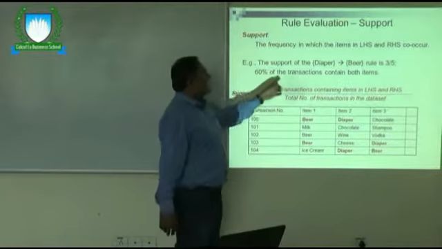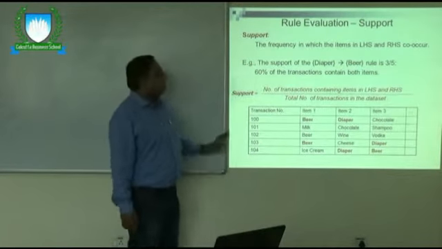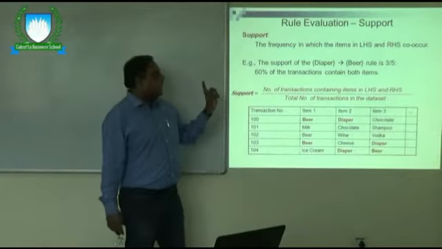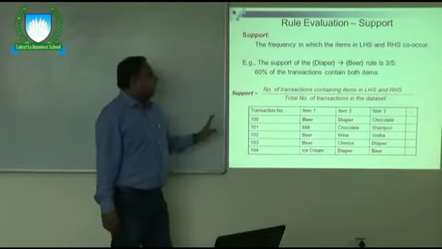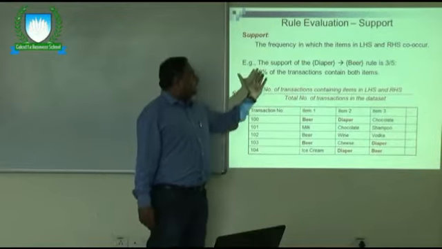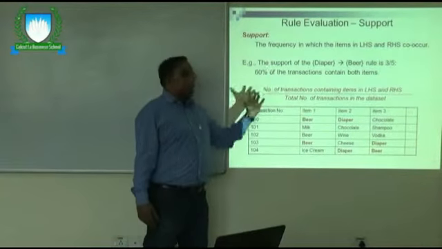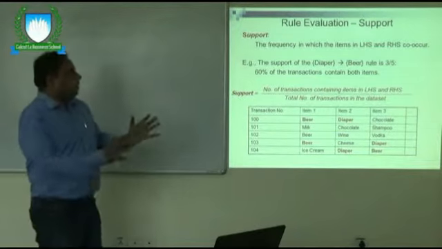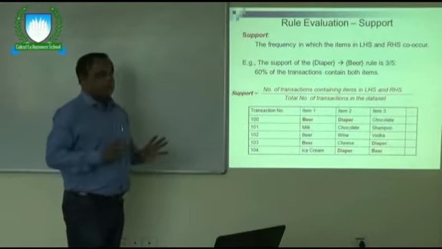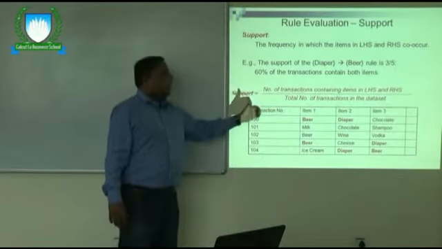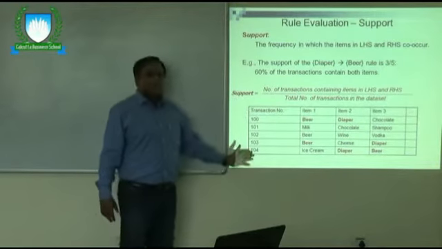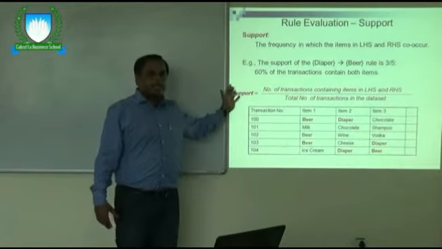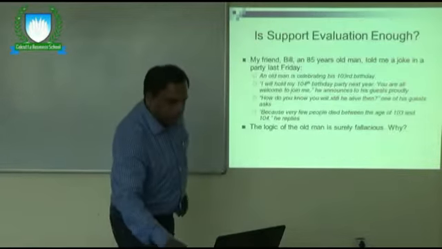So 60% of the transactions contain both the items beer and diaper. So the support for this rule, diaper arrow beer, is actually 60%. You can also say beer arrow diaper, because in this case we really do not know who is influencing whom. We only see that both of them are getting purchased together, and they are purchased together in 3 out of 5 cases in the transaction database. So we find the percentage and we claim that as the support for that kind of association.